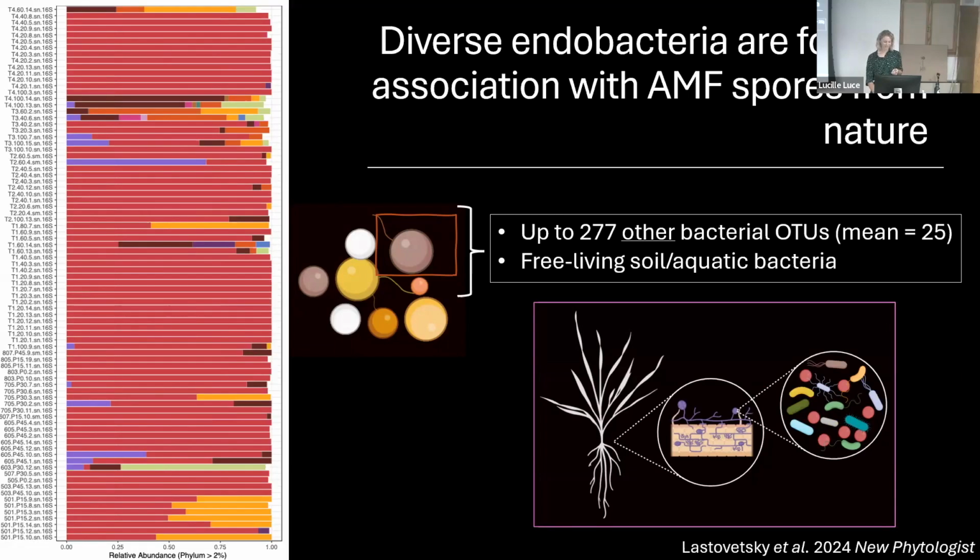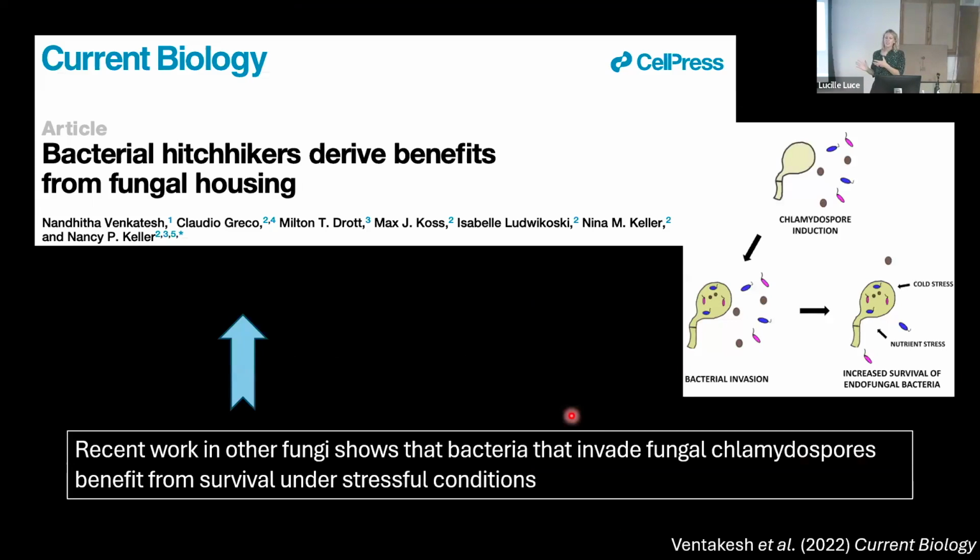But what the heck are they doing there? Well, there was some really interesting work published recently by Nanditha Venkatesh and colleagues from Nancy Keller's lab, where they showed that in other fungi, free-living bacteria can invade fungal chlamydospores, which are environmentally resistant types of fungal spores that certain fungi produce. So these free-living bacteria could invade the chlamydospores, and then being inside made them more resistant to environmental stresses, such as low temperature stress or low nutrient stress. In this study, they called these bacteria hitchhikers, which hitchhiked inside fungal spores. And they hypothesized that being able to utilize these chlamydospores could explain the persistence of certain bacterial taxa under harsh environmental conditions.